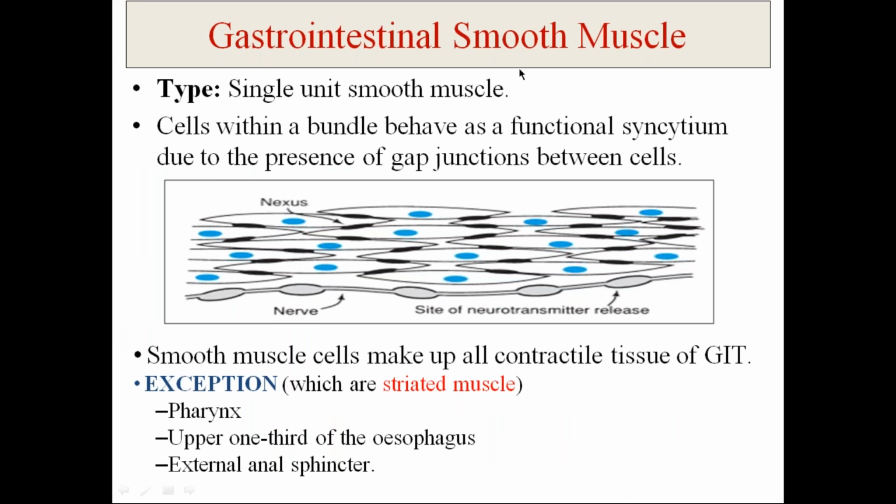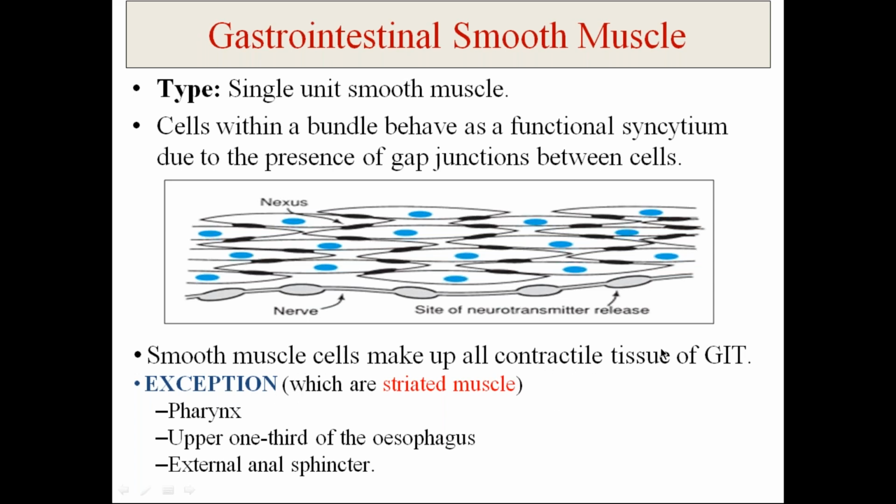So GI smooth muscle, ये आपको जब nerve muscle physiology पढ़ाई गई होगी, तो you must have been told about the physiology of the smooth muscle, that there are two types of smooth muscles. You have the multi-unit smooth muscle and you have the single unit smooth muscle, right? So here in the GIT, you have the single unit smooth muscles which behave as a functional syncytium due to the presence of gap junctions.